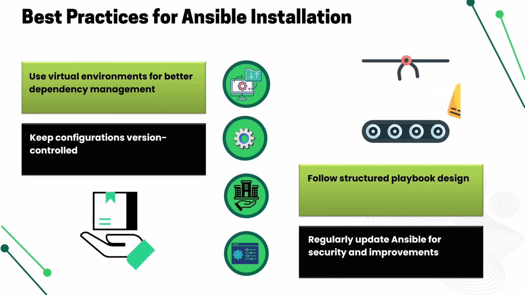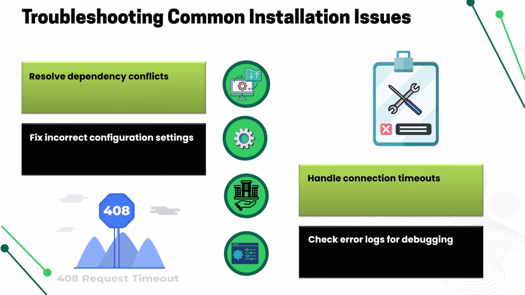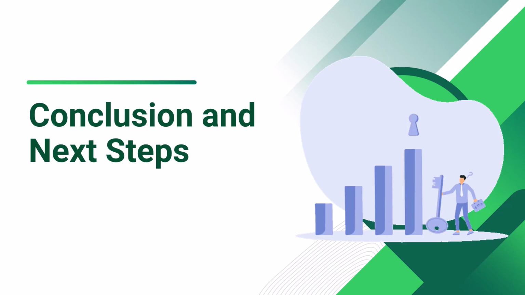Nobody wants bugs, right? Troubleshooting Ansible issues is like fixing a flat tire. You can't drive automation forward if something's broken. Dependencies might clash, settings may be off, and timeouts can drive you crazy. But fear not. Error logs are your secret weapon, guiding you straight to the source of trouble.